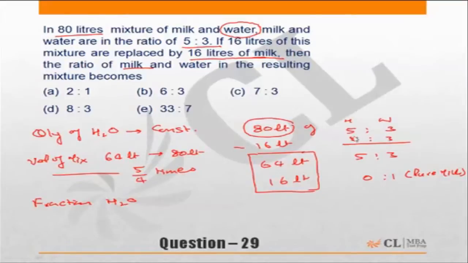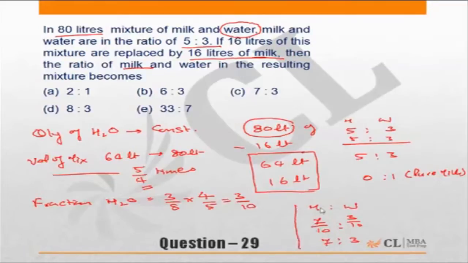Fraction of water originally was 3/8. If the volume has become 5/4 times, the fraction of water becomes 4/5 times. So this becomes 3/10. Since the new fraction of water in the mixture is 3/10, milk should be 7/10. Or this implies milk to water is 7:3.